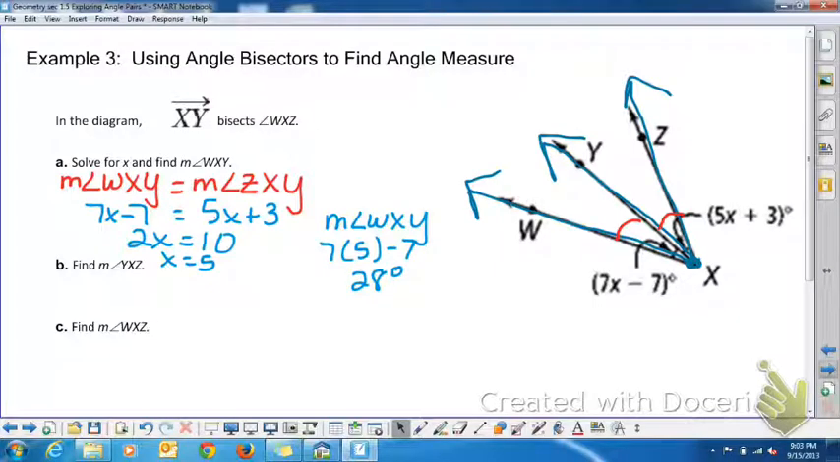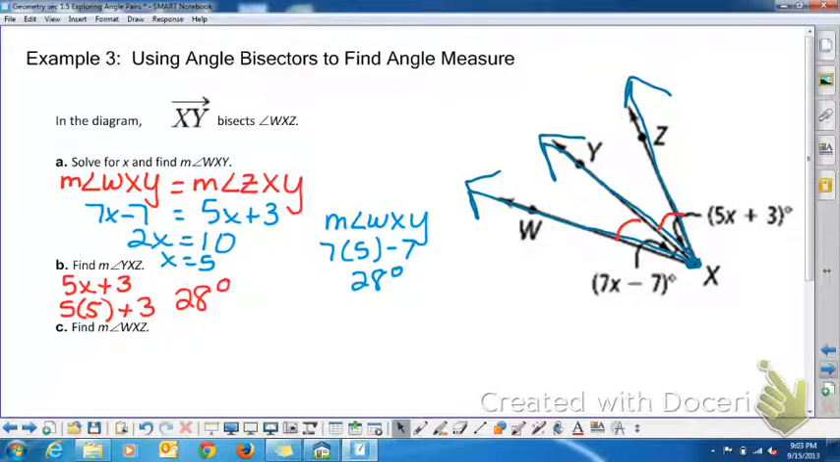Because we know that ray XY is an angle bisector, we know then that the measure of angle YXZ, or ZXY, should also equal 28 degrees. So let's substitute in the value that we found for x to make sure. If it's 5x plus 3, then the measure of angle YXZ would be 5 times 5 plus 3, which is also 28 degrees.